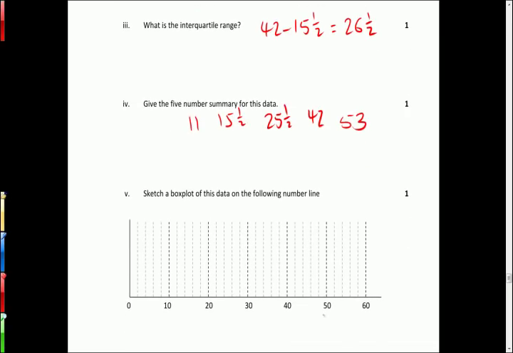A box plot is just the graphic of the five number summary. So I've got 11. Let's check how far. That's five gaps in from 10 to 20. So that means it's two per gap. So 11 must be halfway between. 11's there. So it's 12, 14, 16, 15 and a half would be about there. 25 and a half, 22, 24, 26, 25 and a half. And 52, 54, 53. And then I'll try and do some ruled lines here. Box plot done.